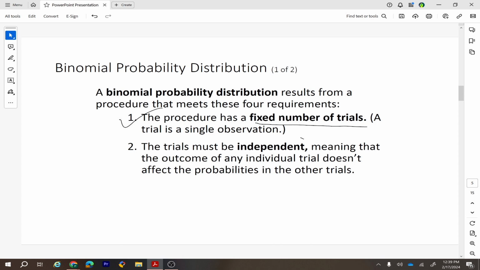The trials must be independent. Whenever you do one trial, and then go to the next trial, the outcome of the next trial is supposed to be independent of the previous trial. Think about flipping a coin and getting a head or tail. No matter how many times you do it, the trial outcomes are independent.